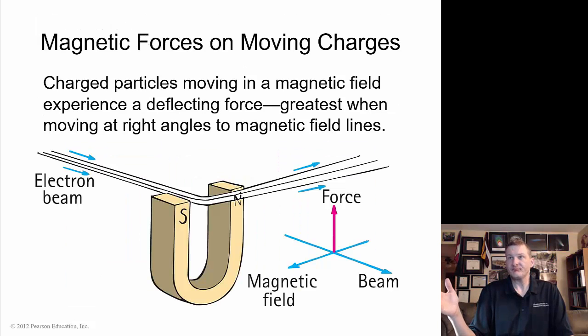Now, if you send a current through a magnetic field, charged particles will move in that field and get a deflecting force on them. This is greatest when they move at right angles to those magnetic field lines.